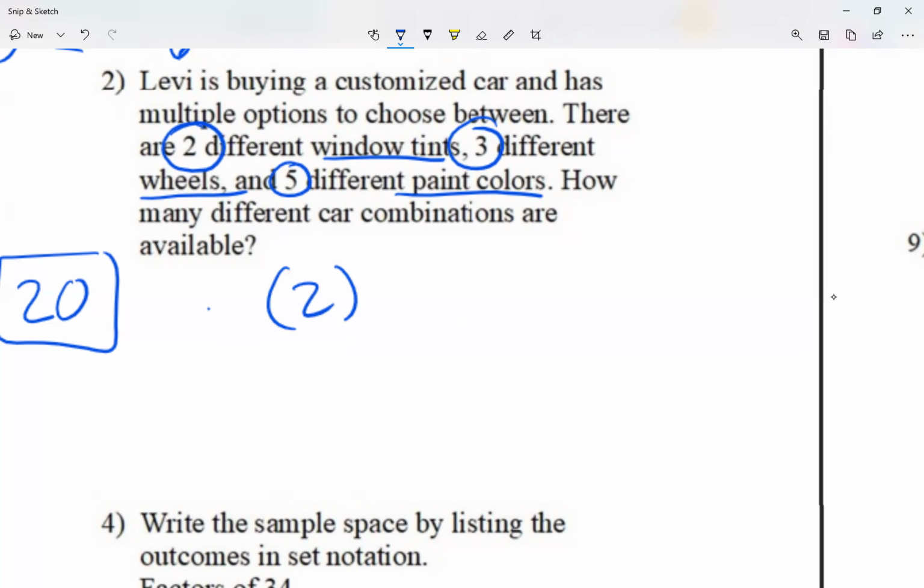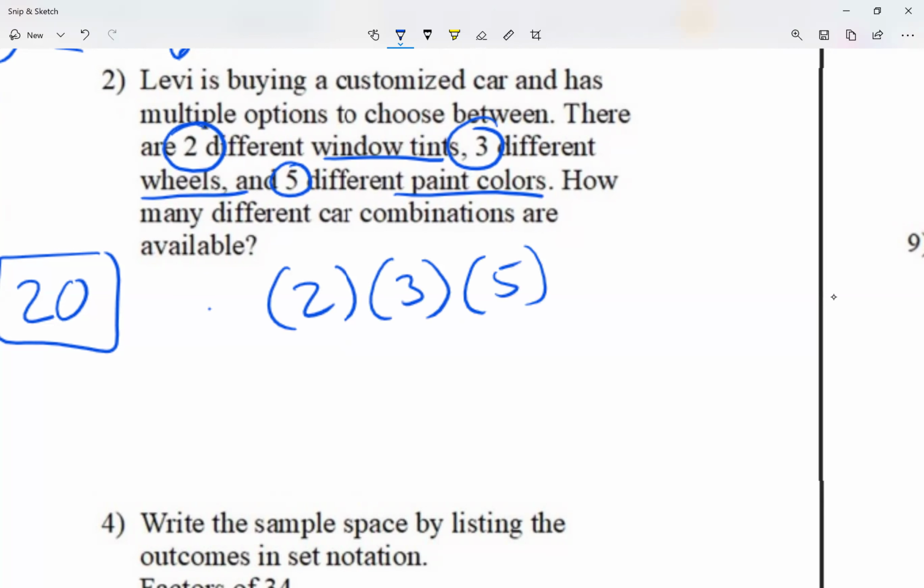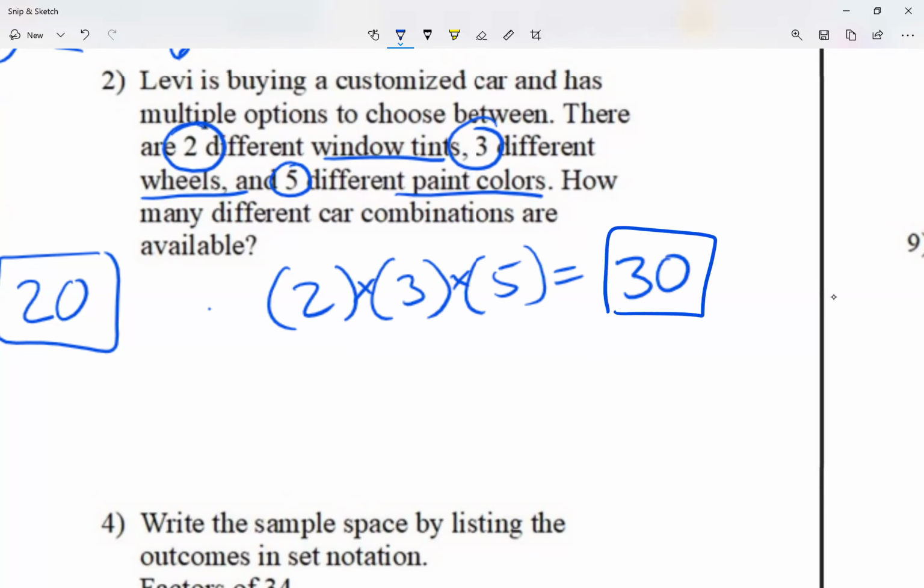And then on different wheels, there's going to be three choices. And on paint colors, there's five choices. I'm going to multiply them all, 2 times 3 times 5, and I'm going to say 30. Okay. At the end of the day, just type in 30 if this was your homework.